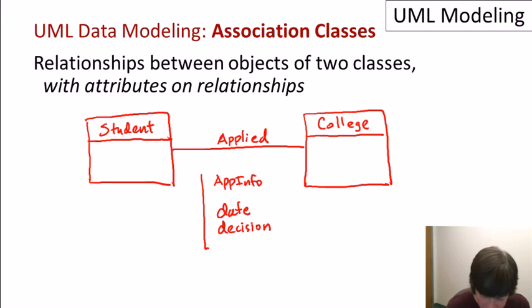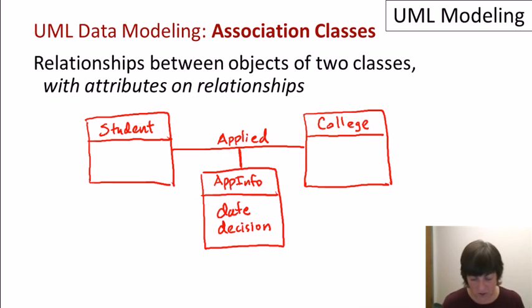And it looks like a class. It's got the box with the name at the top and the attributes. And then we just attach that box to the association, and that tells us that each instance of the association between a student and a college has additional information, a date of that application, and the decision of that application. Now, there's a couple things I want to mention. First of all, in a number of examples, I'll probably leave out the multiplicities on the ends of the associations. That doesn't mean I'm assuming the default 1..1. It's just when it's not relevant, I'm not going to focus on that aspect.